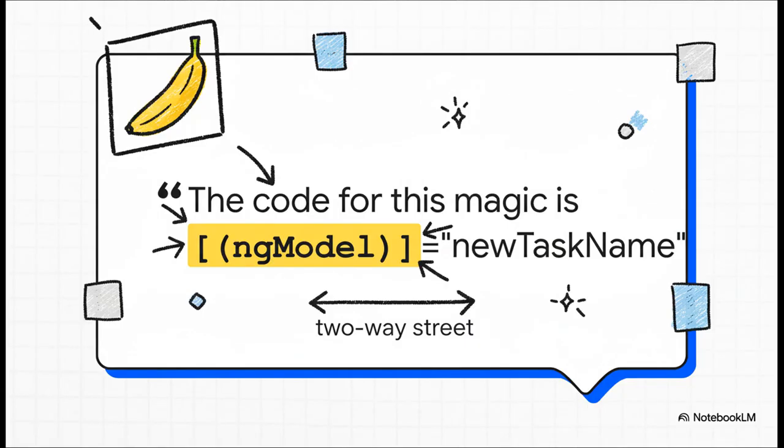And the syntax for this magic? It's this funky-looking thing right here, what a lot of developers call the banana in a box. Those square brackets mean data is flowing into the template. The parentheses mean events are flowing out. And when you put them together, you get that perfect two-way street. It's a tiny bit of code that does a whole lot of heavy lifting.